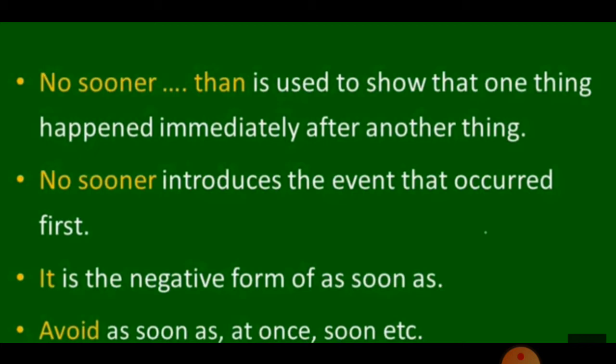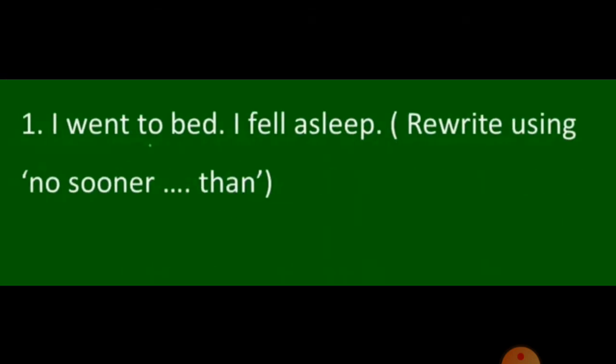No sooner did the bowler bowl, the batsman fell down. So no sooner did the bowler bowl, that is the first incident. The batsman fell down, that is the second one. It is the negative form of as soon as. And avoid as soon as, at once, soon, etc. while using. Okay, we'll go through it, don't be worried. Again, it's not that difficult, just pay attention.